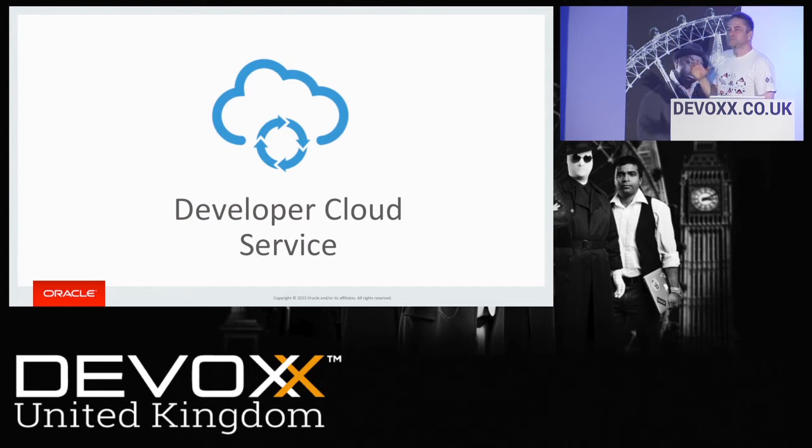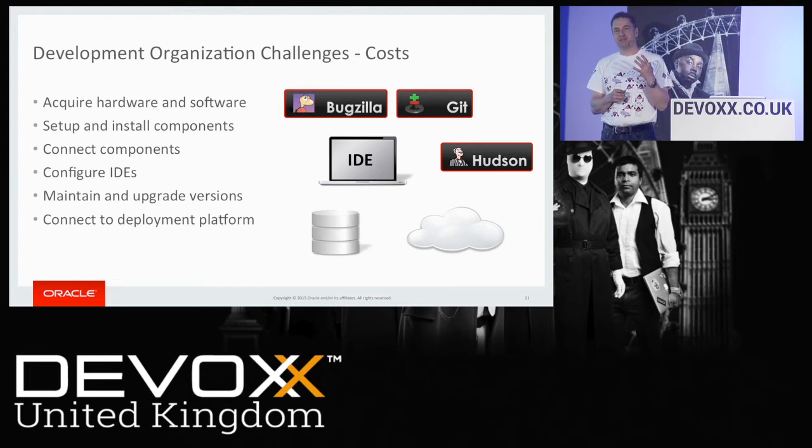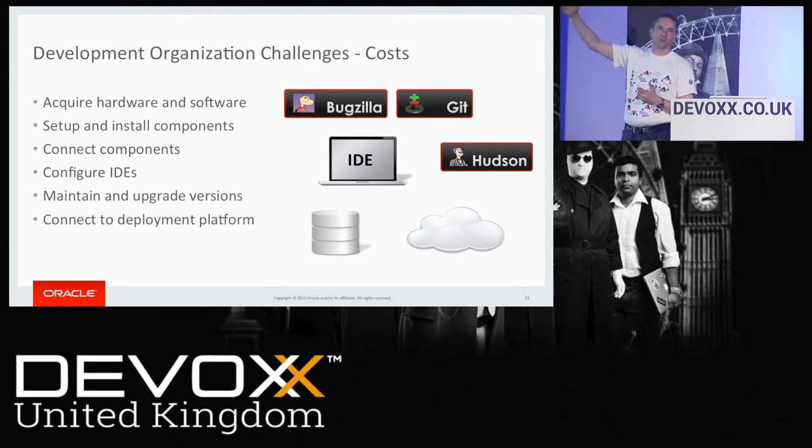Let's talk a bit about developers, because this is a developer conference. So let's see what we're doing in terms of development for the cloud. There are really two big areas where developing applications face challenges. First of those is cost. If you want to set up a team to develop an application, you obviously need certain things to do that. So you need hardware, you need software, you need machines for your developers, you need the right tools for those developers.